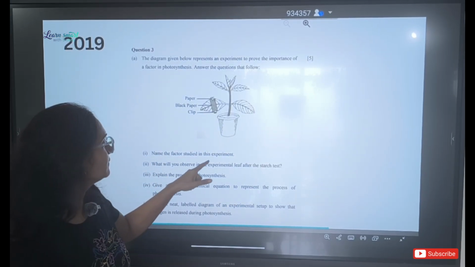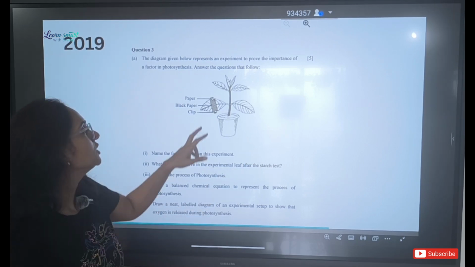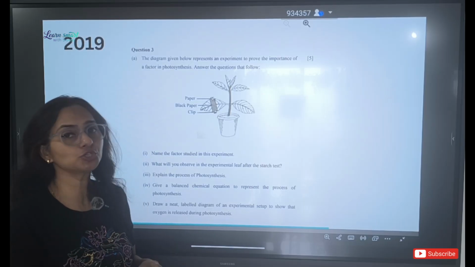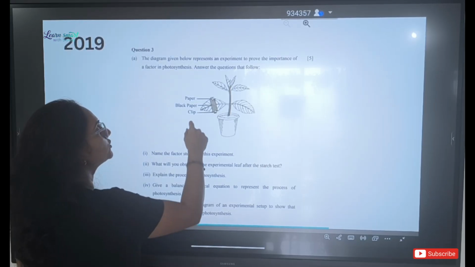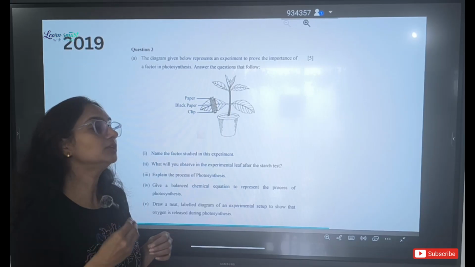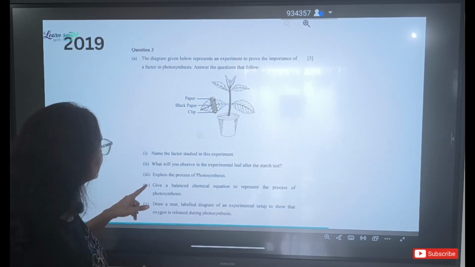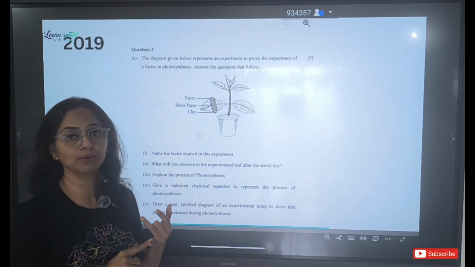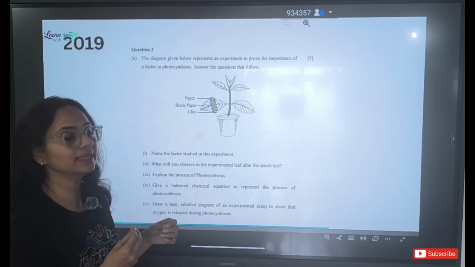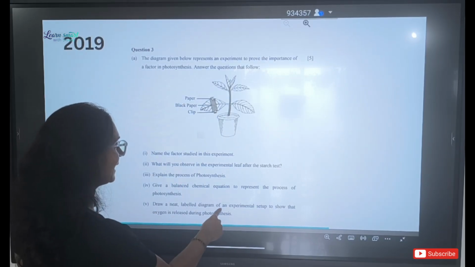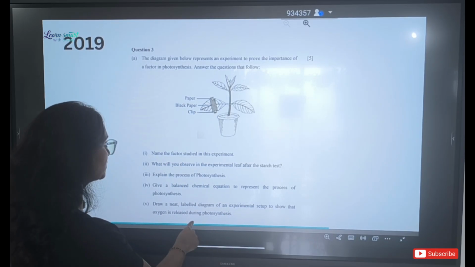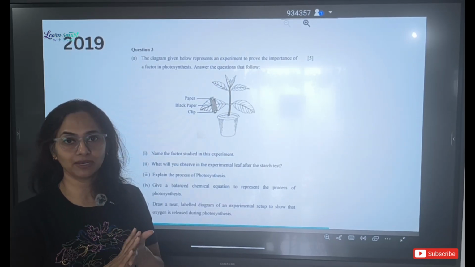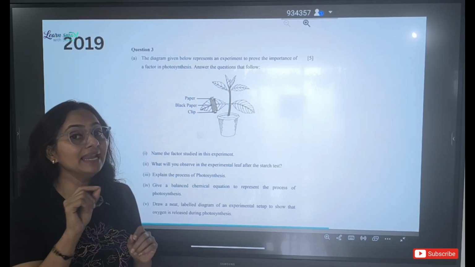Second is, what will you observe in the experimental leaf after the starch test? We will say that the part of the leaf which was covered with black paper will not show the starch test, whereas the part which was not covered with black paper will show the starch test. Next is, give a balanced chemical equation to represent the process of photosynthesis. The equation is so important. Almost every year you are getting the equation. And draw a neat labelled diagram of an experimental setup to show that oxygen is released during photosynthesis. So here you have to draw the Hydrilla plant experiment. Draw the diagram neatly and label it neatly.